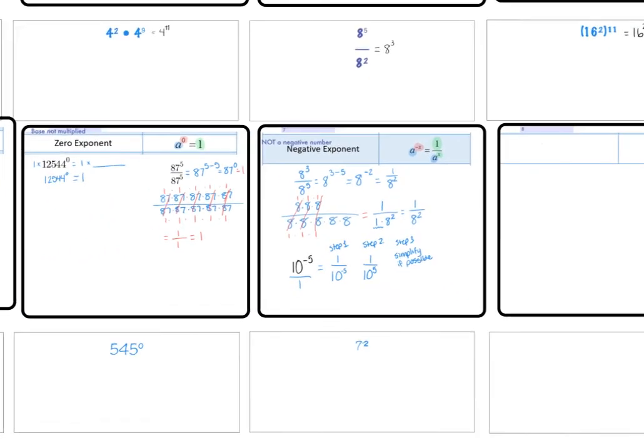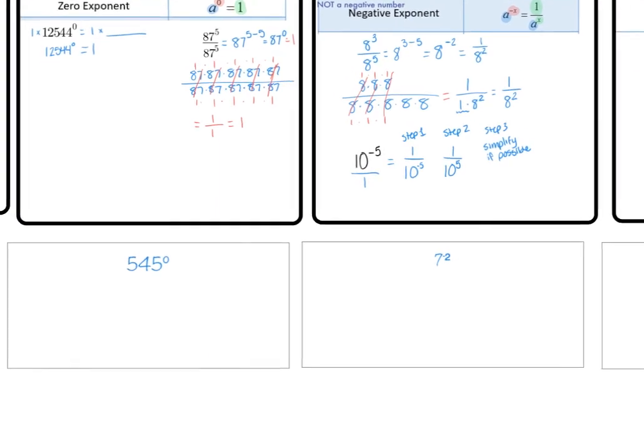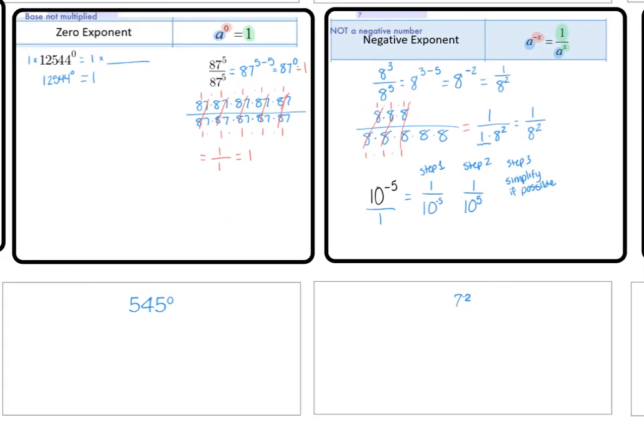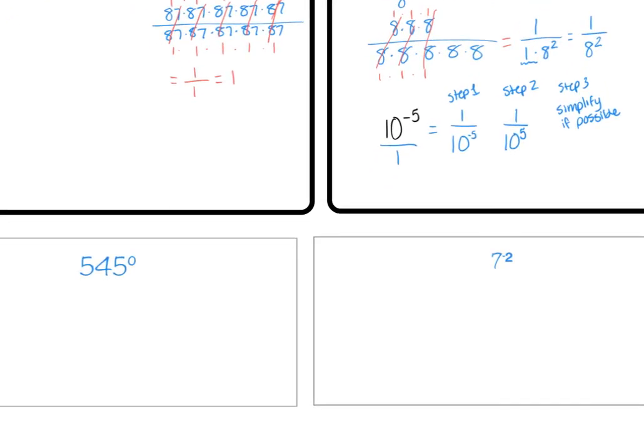Okay, and then here are the 2 examples. Sorry, I didn't give you an example for the 0 power and the negative exponent. So go ahead and pause the video and try these 2 out.